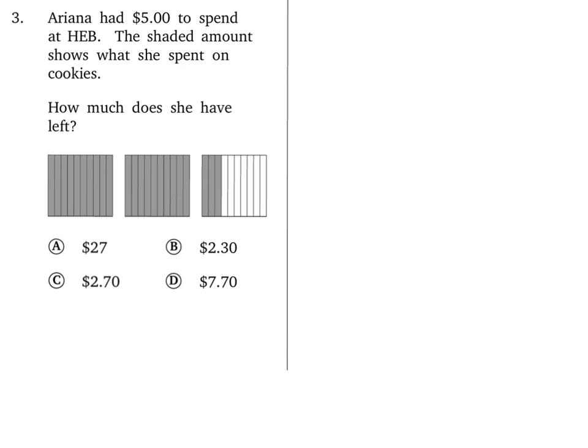Ariana had $5 to spend at H-E-B. The shaded amount shows what she spent on cookies. How much does she have left? Jackie, your turn. Ariana had $5 to spend at H-E-B. The shaded amount shows what she spent on cookies. How much does she have left?